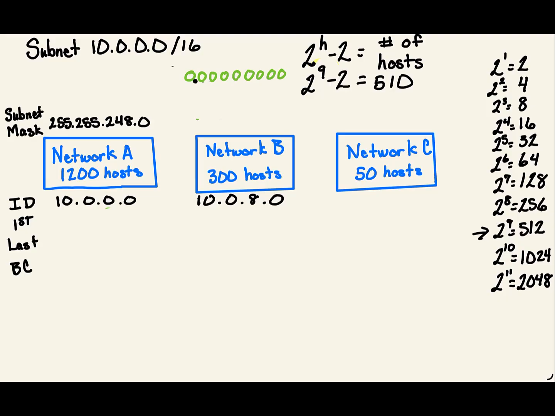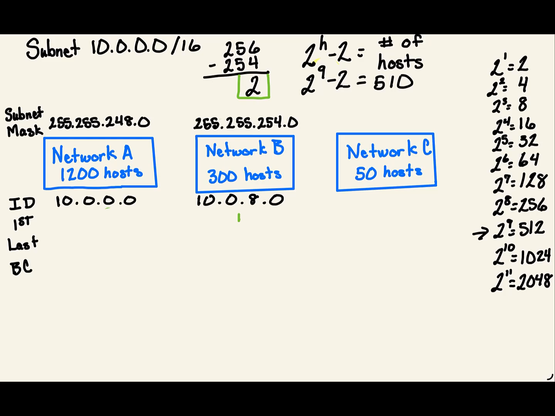And what will we have? We have 7 ones to complete our 8 bits. 1, 1, 1, 1, 1, 1, 1, 0 converts to the decimal value 254. So we have a subnet mask for network B of 255.255.254.0.